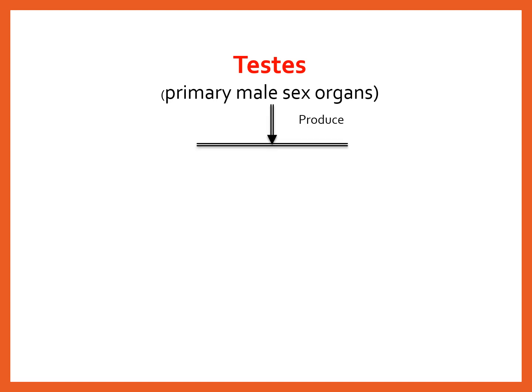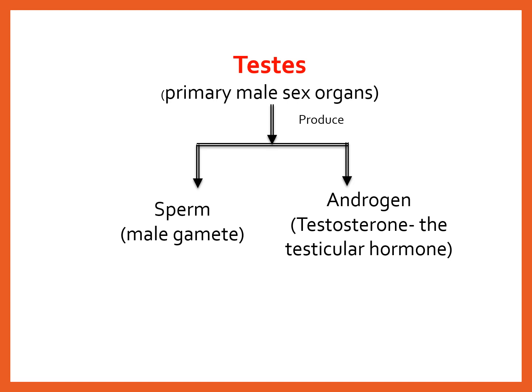So testis produces two things. One is sperm, which is a male gamete, and the other is the androgen, mainly the testosterone, which is the testicular hormone. Other than testosterone, other hormones are also present, but the main one is testosterone. So testis is the primary male sex organ. Why is it called primary? Because it secretes the sperms which further help in reproduction.